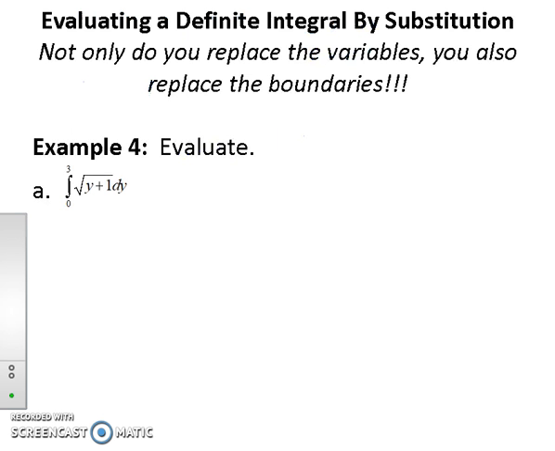Okay, so that covers indefinite integrals. Now we're going to look at definite integrals with u substitution.